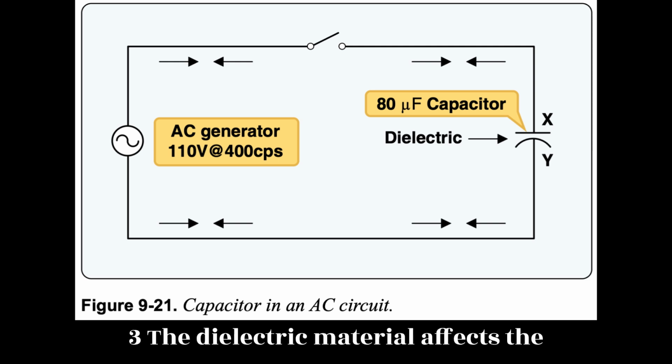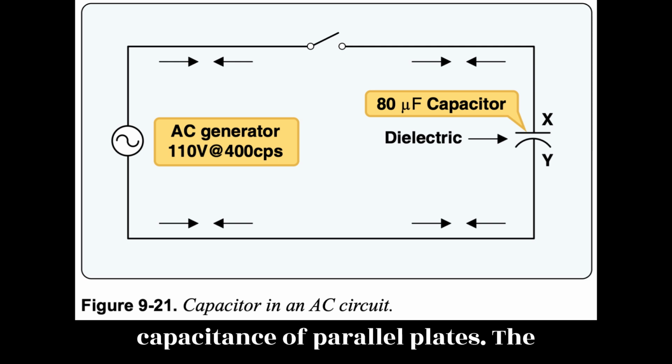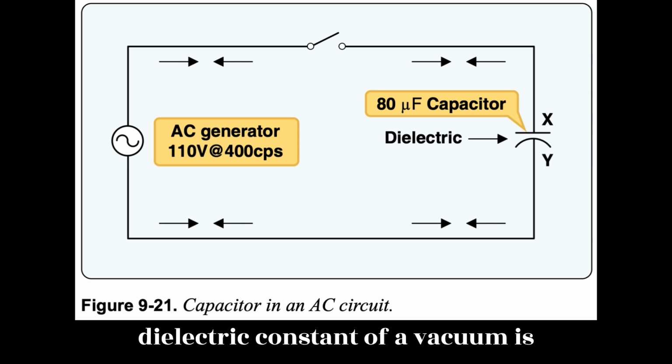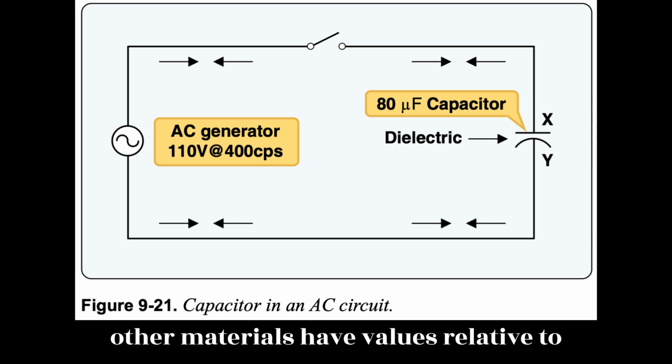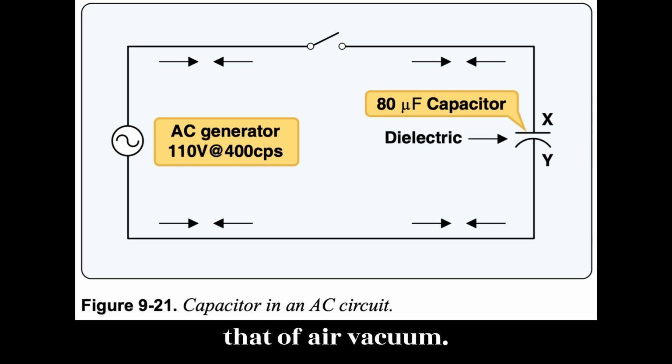3. The dielectric material affects the capacitance of parallel plates. The dielectric constant of a vacuum is defined as 1, and that of air is very close to 1. These values are used as a reference, and all other materials have values relative to that of air or vacuum.